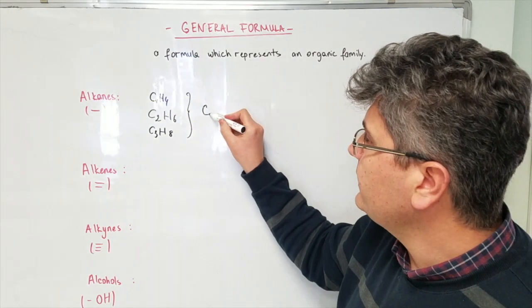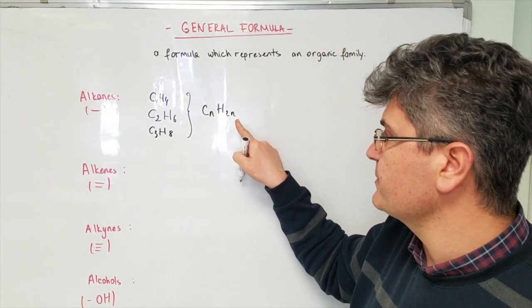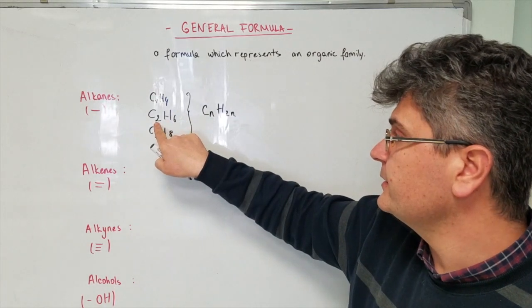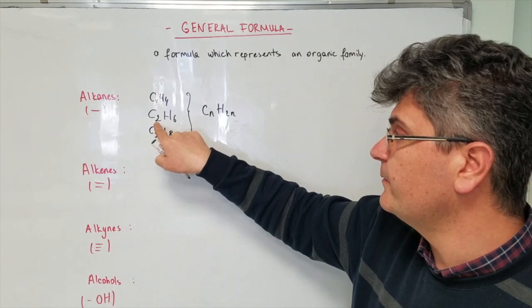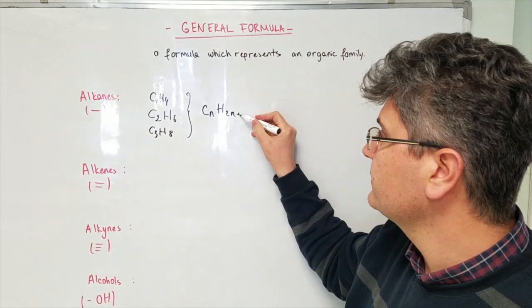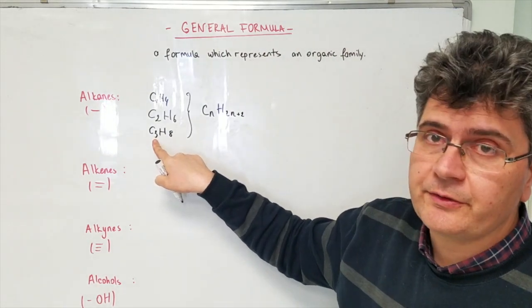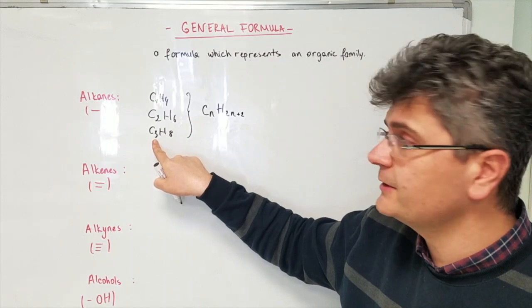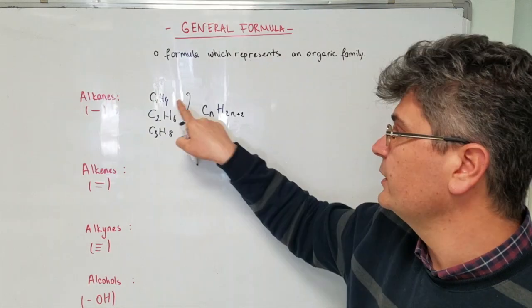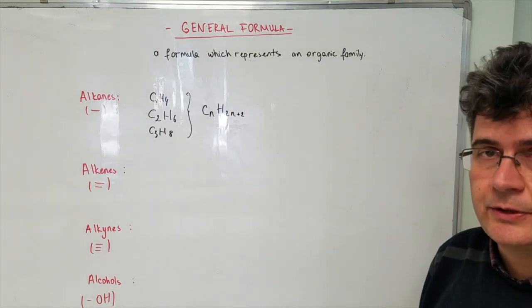So, if we have n carbon atoms, number of hydrogens will be 2n, so 2 times bigger than that, plus 2. Number of carbons is 2, 2 times 2 is going to be 4, plus 2 it's going to be 6. So, let's check in here. Number of carbons is 3, 2 times 3 is 6, plus 2 it's going to be 8. So the general formula of alkanes is CnH2n+2.